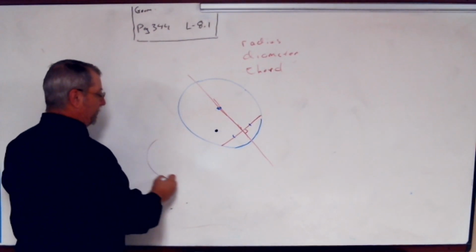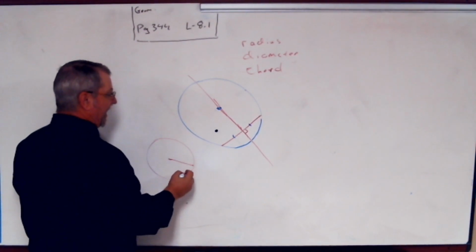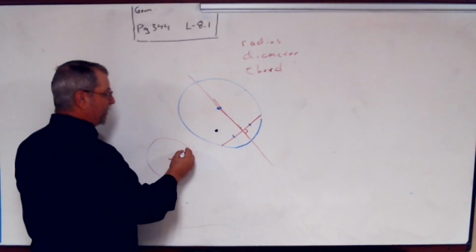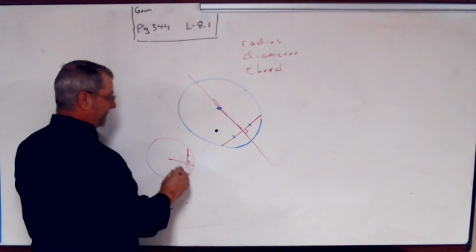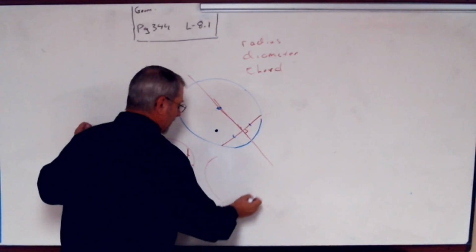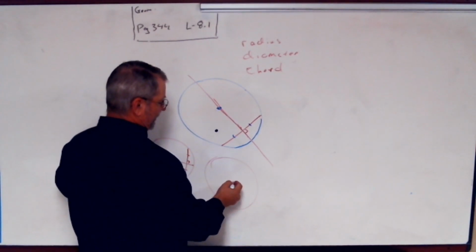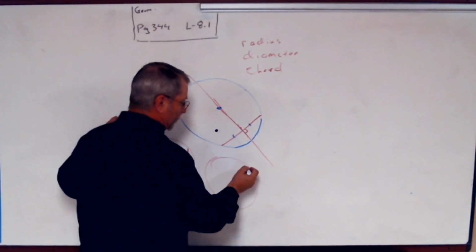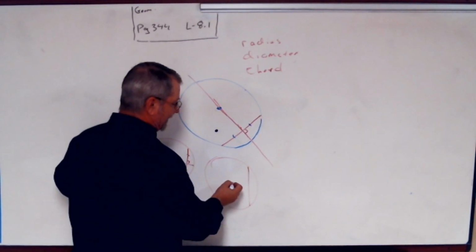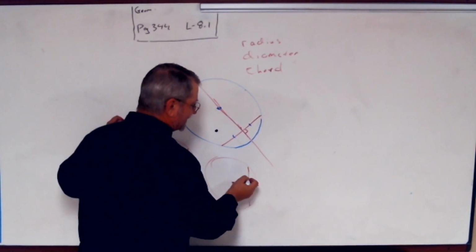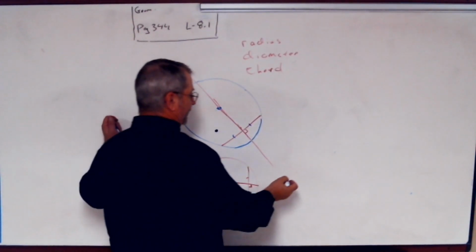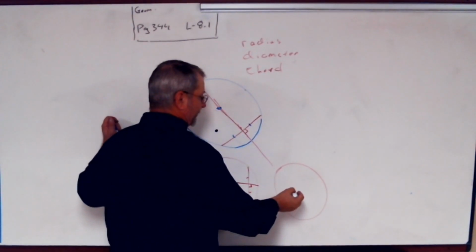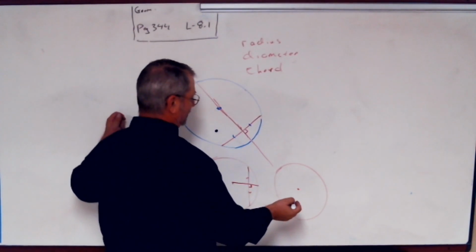So if we have a circle and we have a radius, and a chord is perpendicular to it, the chord is bisected. All right? So if I have a chord and I have a radius that bisects it, it is also perpendicular.